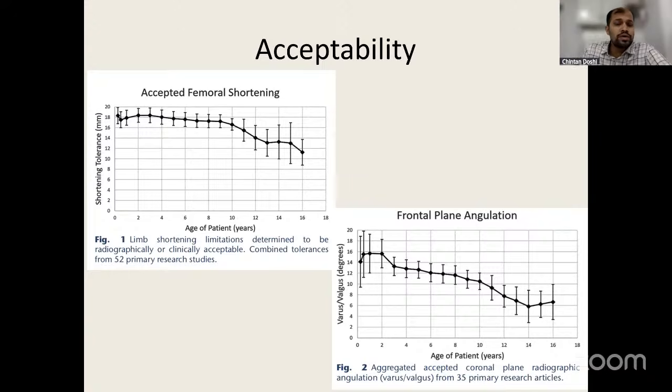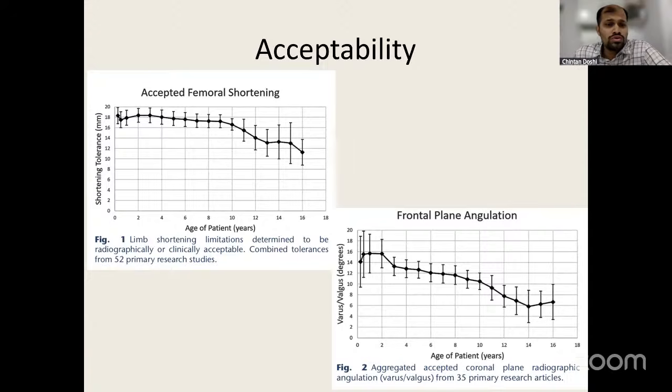What is the acceptability criteria for accepting the shortening and the angulation? As we already discussed, varus of any degree is less accepted, but valgus is very well accepted, because varus will produce a gait abnormality which will be seen as the child is walking.